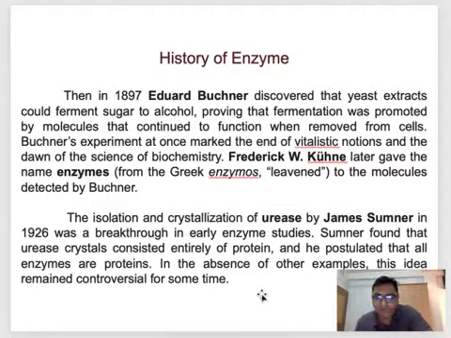Finally, in 1926, a scientist named James Sumner was able to isolate and crystallize an enzyme called urease, which was a breakthrough in early enzyme studies. Sumner found that urease crystals consisted entirely of protein. He not only isolated and crystallized urease, he also found that the crystals were made entirely of protein. From his observation, he postulated that all enzymes are proteins.